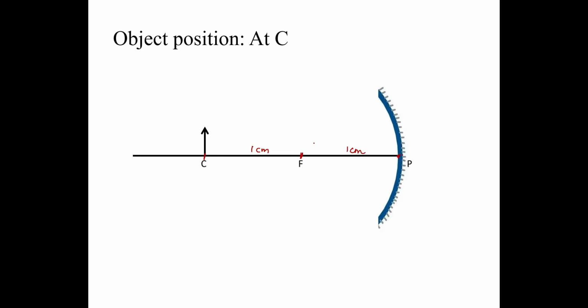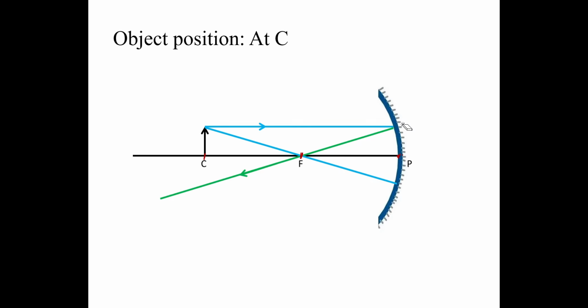So this is my object position. Let's see. I am applying rule 1 again. It hits the mirror. What happens after reflection? Parallel rays after reflection will pass through the focus. Now you can see it is passing through the focus. Now I am applying rule 2, which is the incident ray passing through the focus. After reflection it becomes parallel to the principal axis. Now where are they meeting? They are meeting at this point. This is the meeting point of the reflected rays. So you will get the image at C.